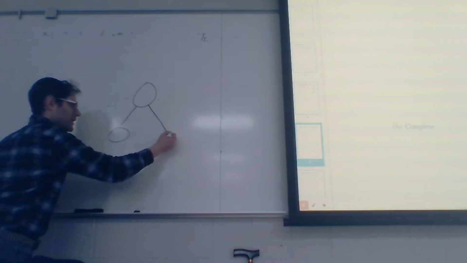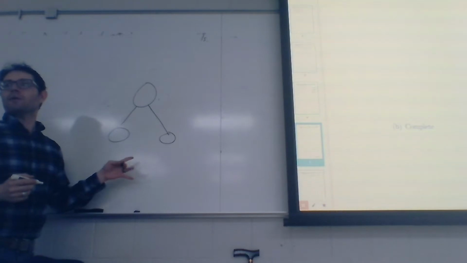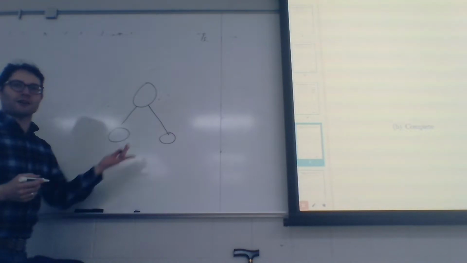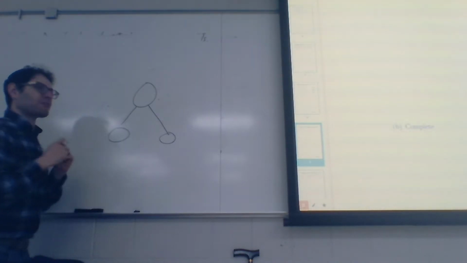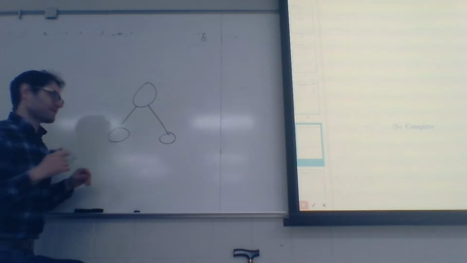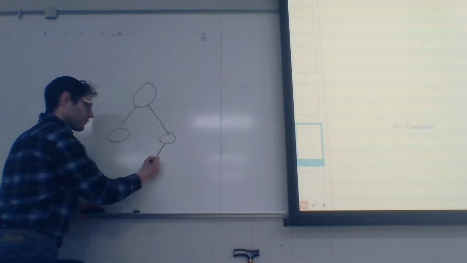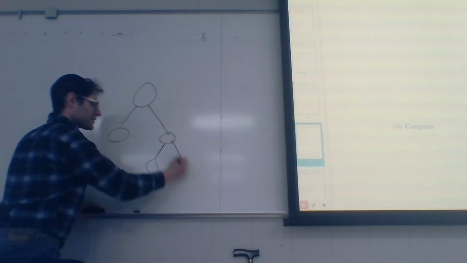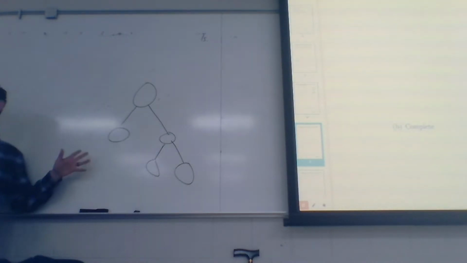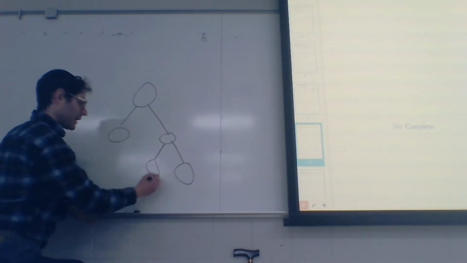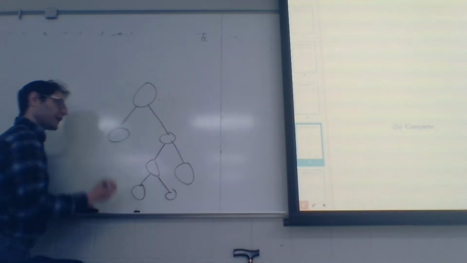If I were to do this, it is now full, and it is also complete, and it is also perfect. We'll go into complete in a bit more detail, by the way. This is also full because every node has either no children or 2 children. It's fairly straightforward to figure this one out.